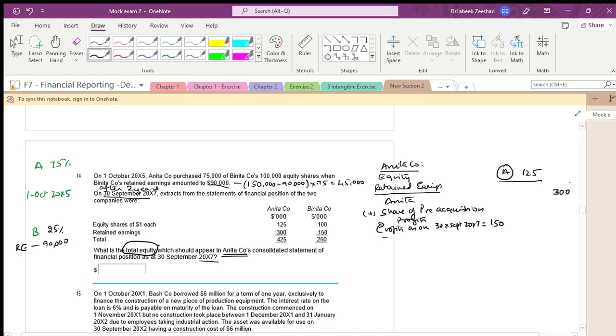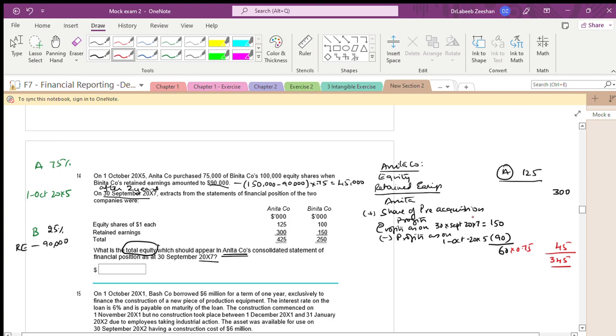Minus profit as on 1st October 2005. How much? 90,000. The balance is 60,000. Then the share, into 0.75. How much? 45, is it how much you'll get?